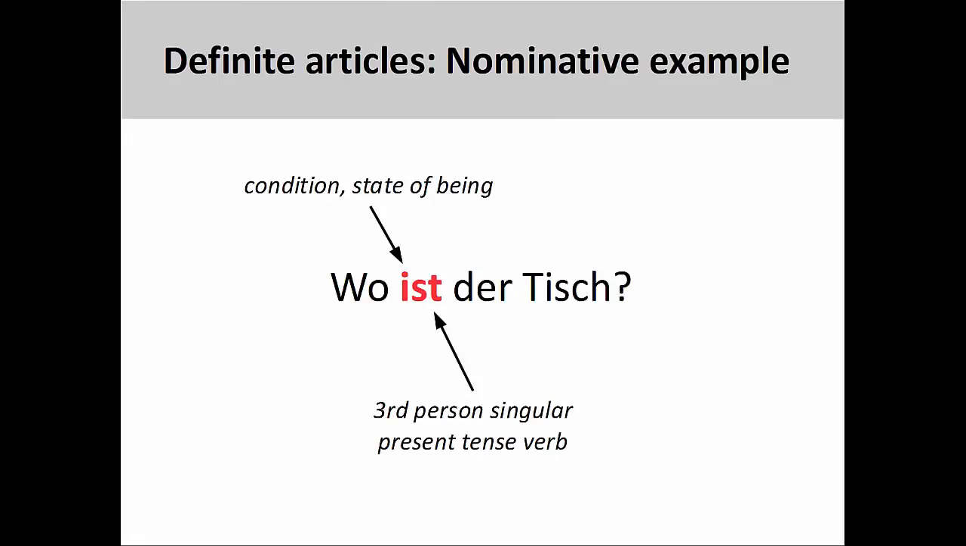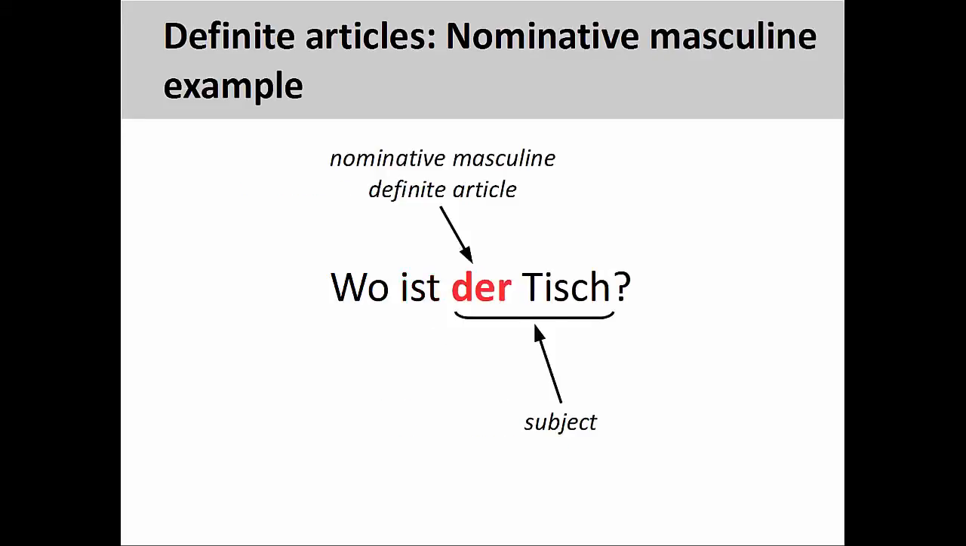As you continue your study of German, which has a more flexible syntax than English, you will find that definite articles will be essential for determining what noun is the subject of the sentence and what noun receives the action performed by the subject. In the sentence you see on the screen, wo ist der Tisch? Where is the table? The third-person singular verb ist shows no action. It simply reports a condition or state of being. Since no real action is described in the sentence, the masculine definite article der indicates that the noun that follows, Tisch, is in the nominative case and, therefore, the subject of the sentence.